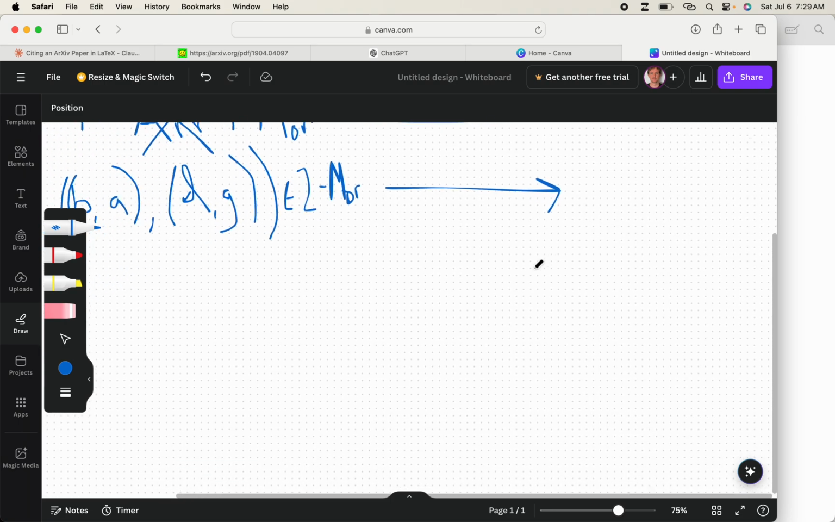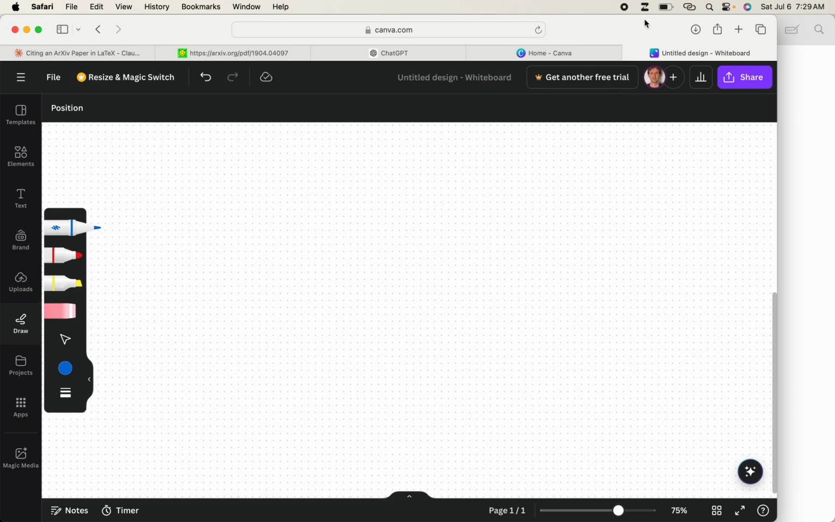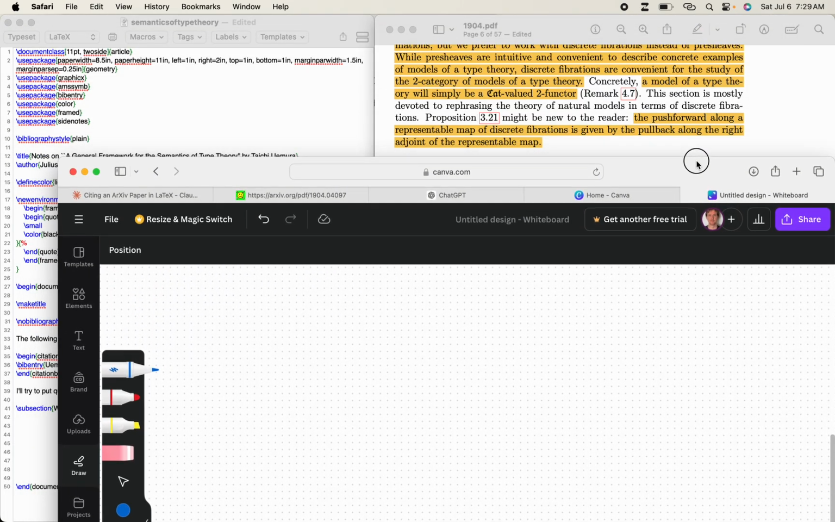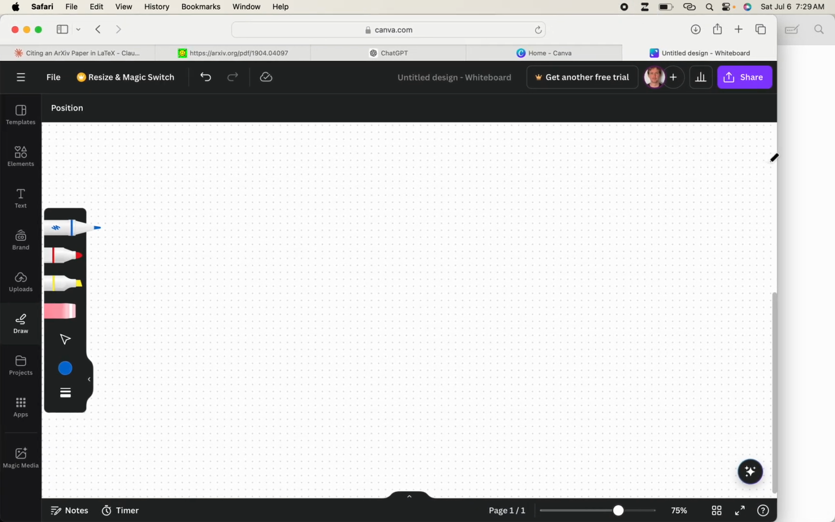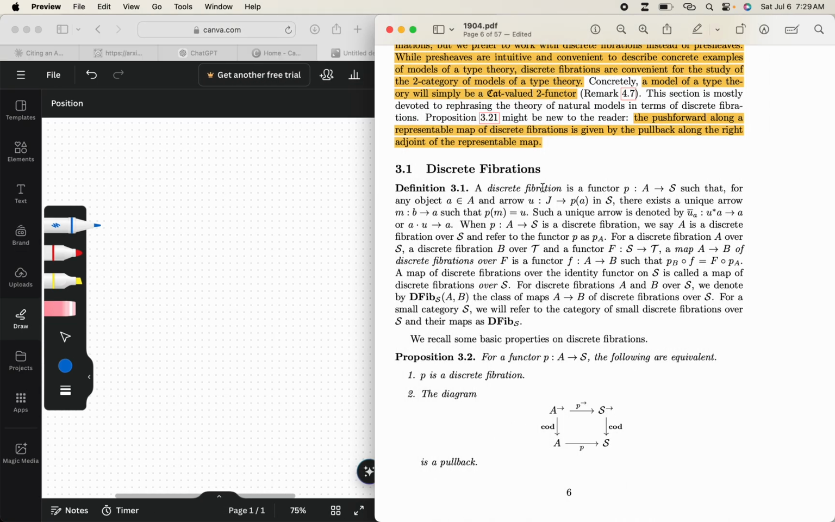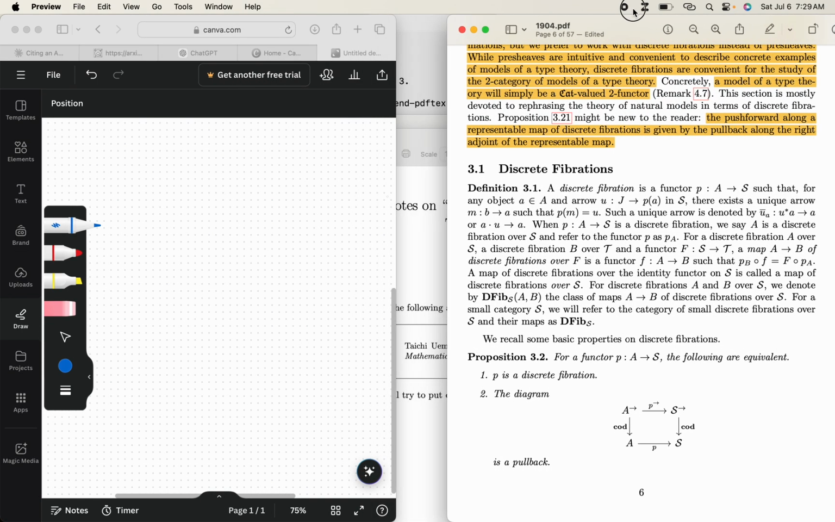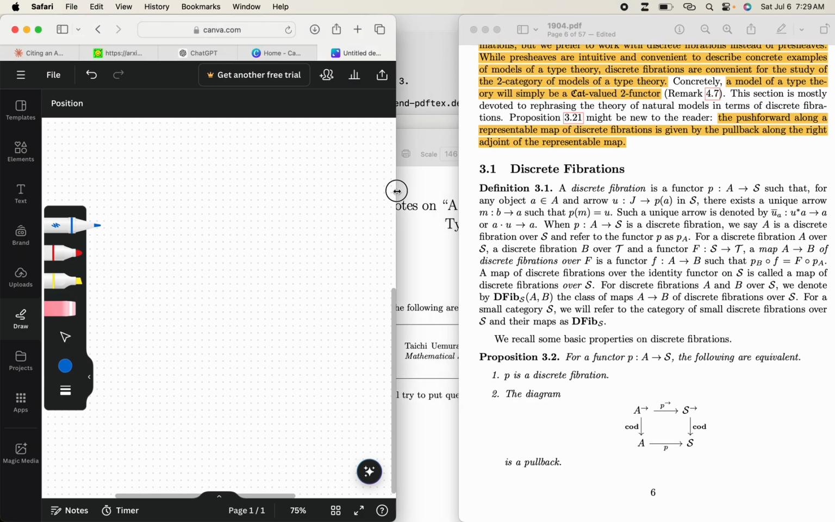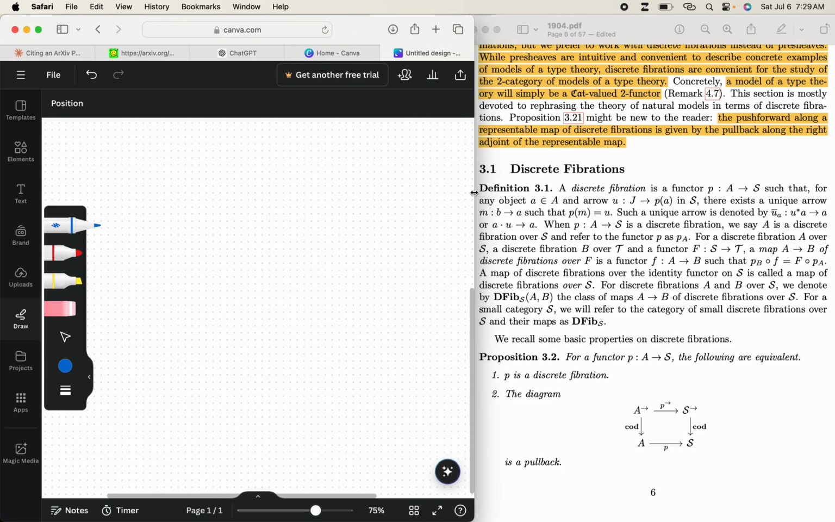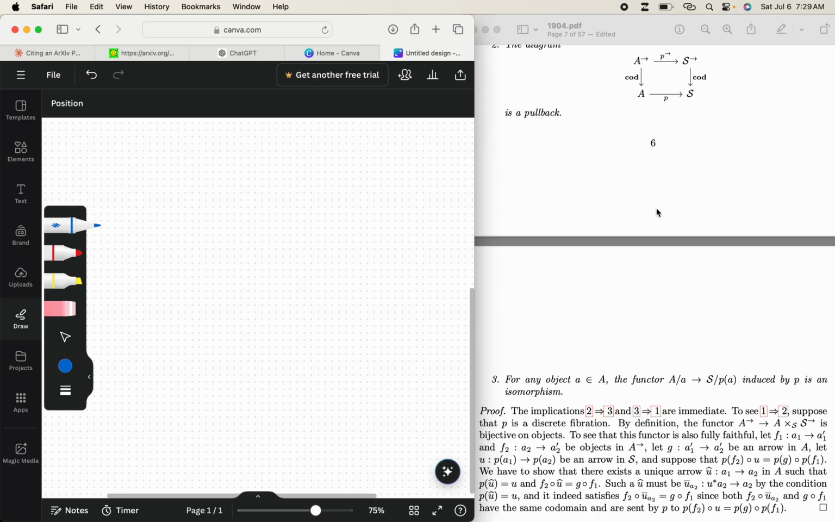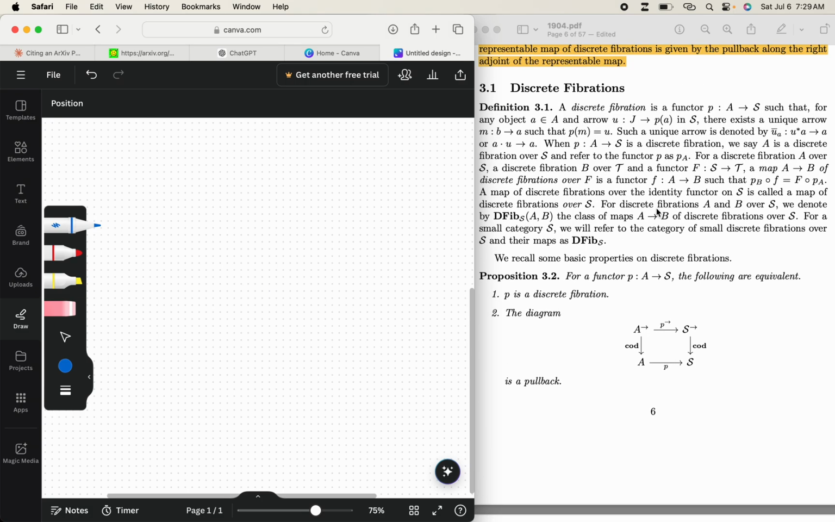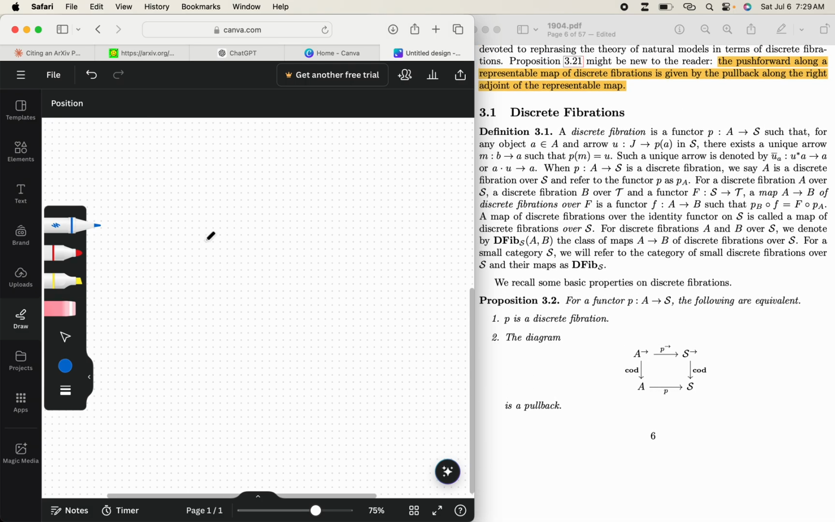Okay. So I do think I know a tiny bit about push forwards and pullbacks. Okay, so the push forward along a representable map, discrete fibrations. Actually, maybe they'll just define it for us, so I can move ahead. But I understand push forwards and pullbacks to be something like this.